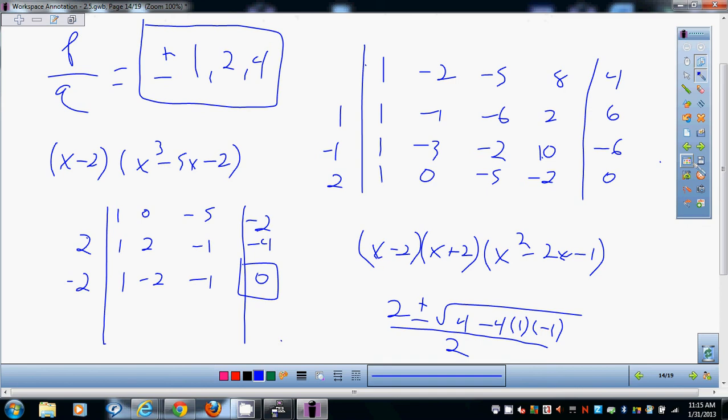You only use the quadratic when you get down to a power of 2. That's what a quadratic is. That's when you can use the quadratic formula.